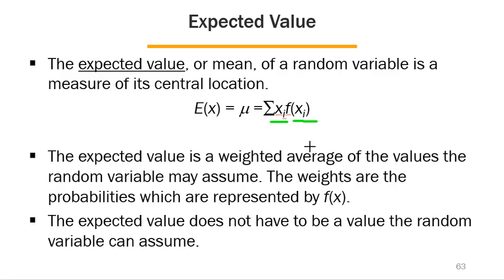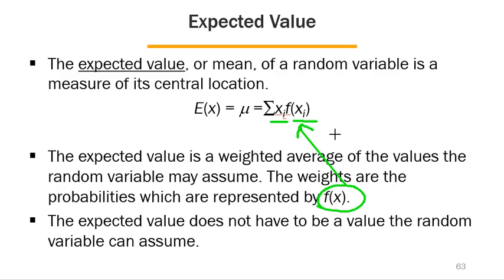So it's just a weighted average of the values that the random variable may assume. Those are these x sub i's. And the weights are the probabilities, which are represented by the f of x. So I've got that here, the f of x. And so the expected value does not have to be a value the random variable can assume.